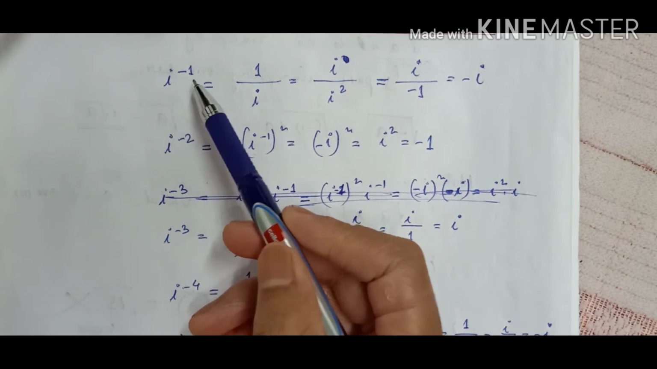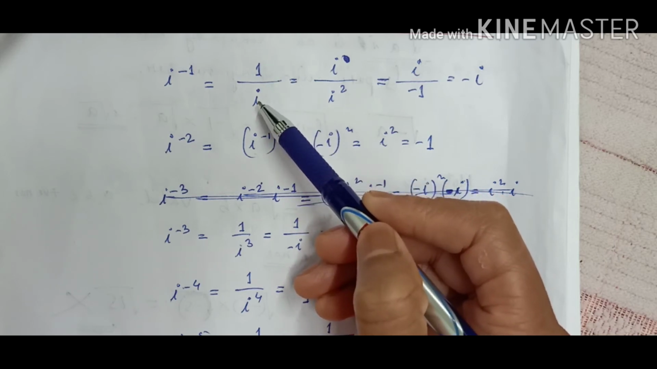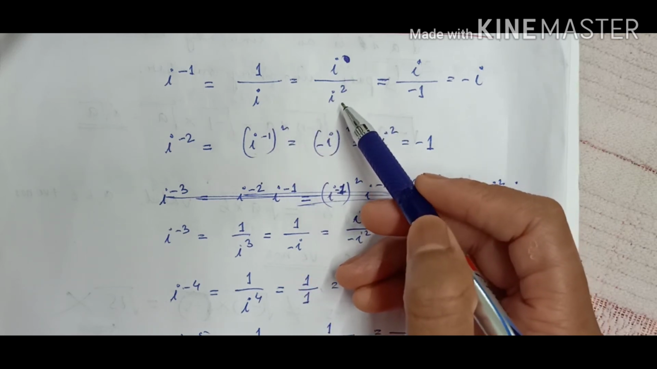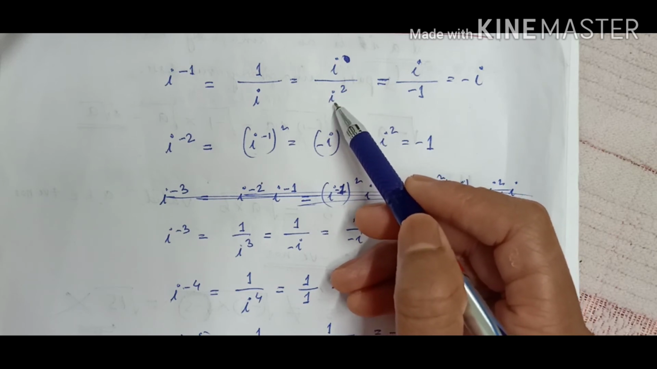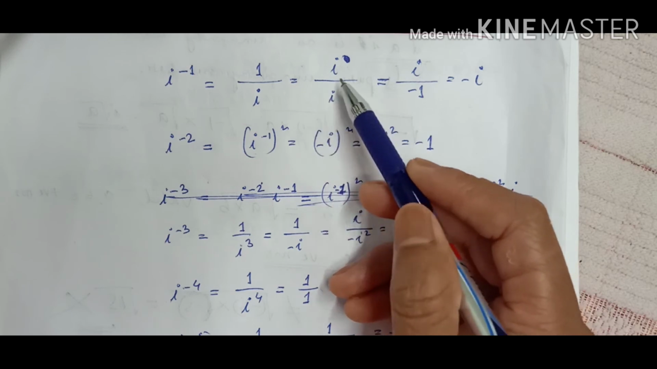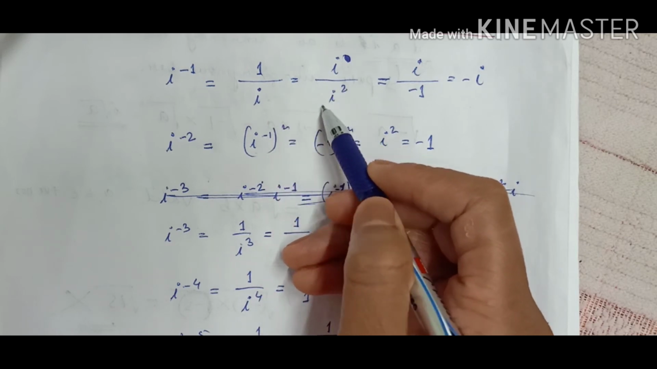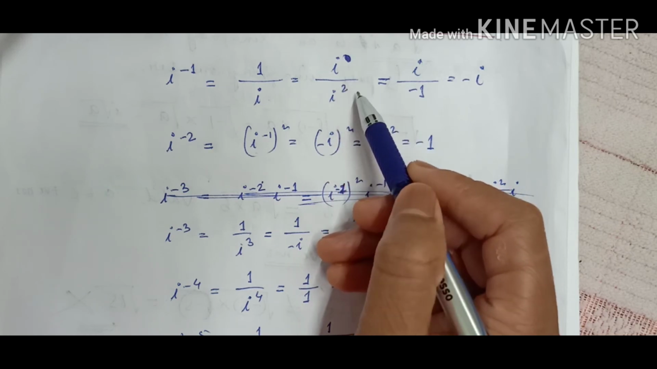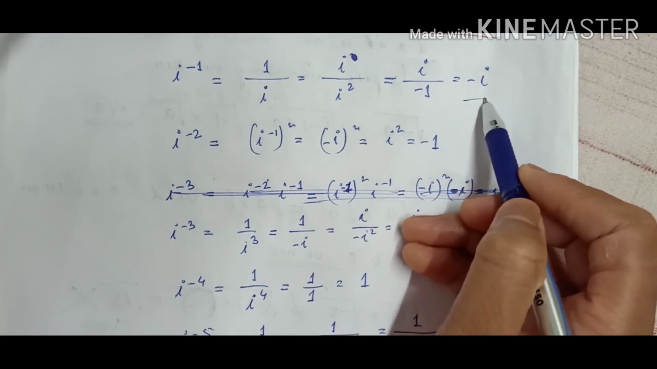See this one, i to the power minus 1. What can we write? 1 by i, because this is the law of indices, it will come down. Here also, like rationalizing the denominator, we will not keep any imaginary number in the denominator. We know if you multiply another i to it, it will become i squared, so it will become minus 1 and there will be no i in the denominator. So we multiplied both the numerator and denominator with i. Here we get i and here we get i squared. That means i by minus 1 equals minus i.